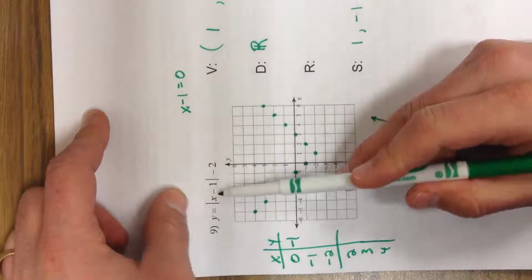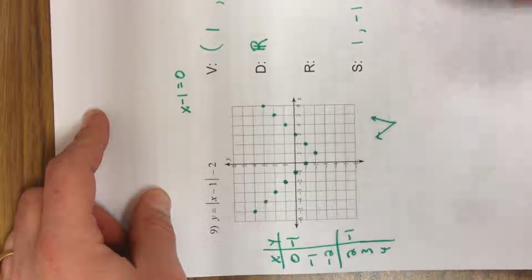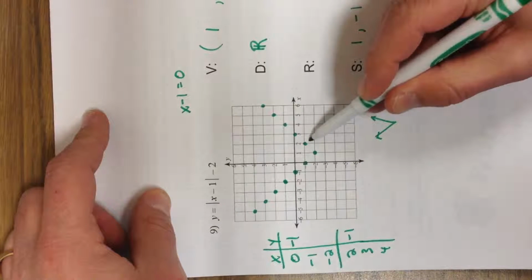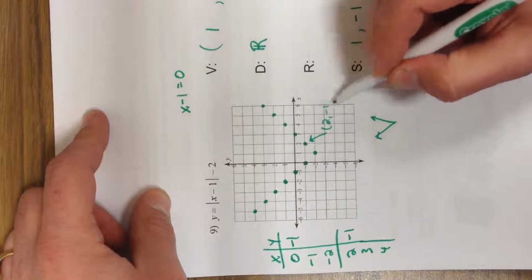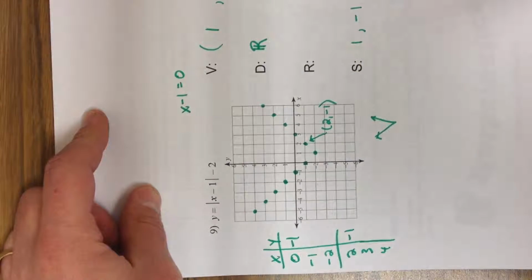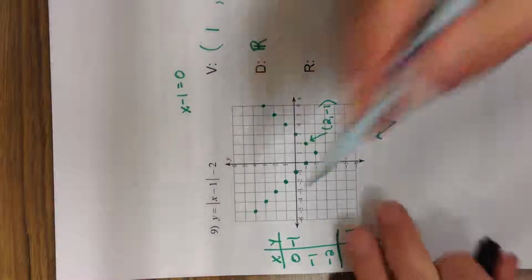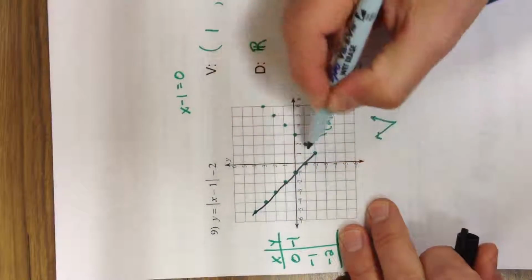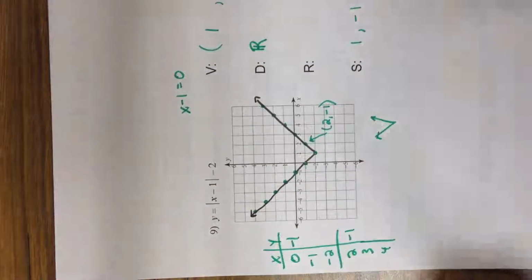2 minus 1 is 1. 1 minus 2 is -1. So I checked that point right there, and it checked out. When I plugged in 2, I got -1. So I'm thinking the correct direction here. So go ahead and connect your dots. This thing keeps going forever and ever. Put the arrows there. There we go.